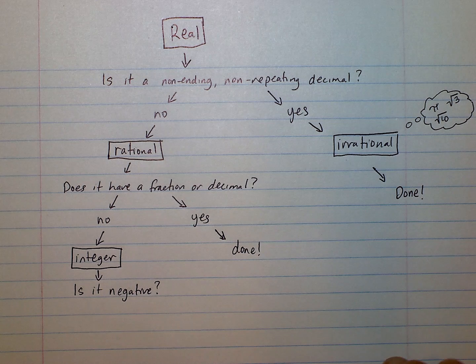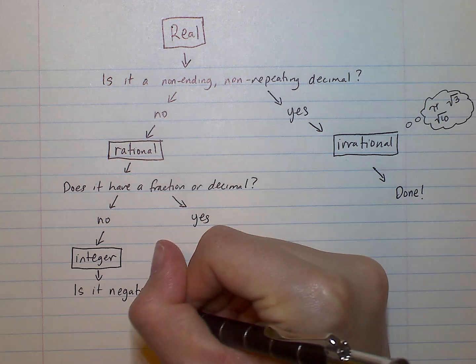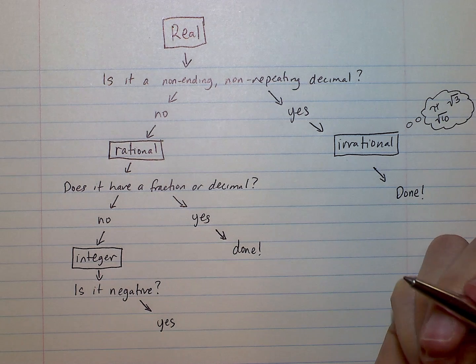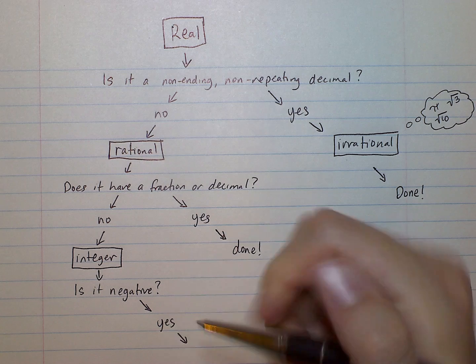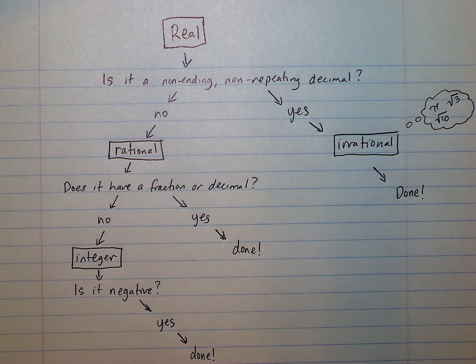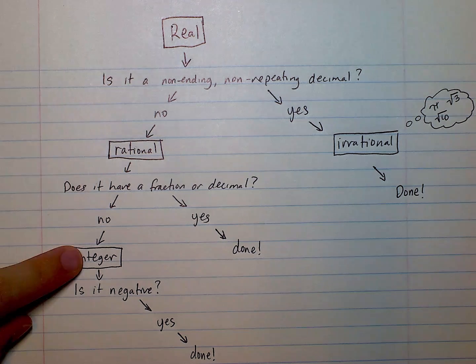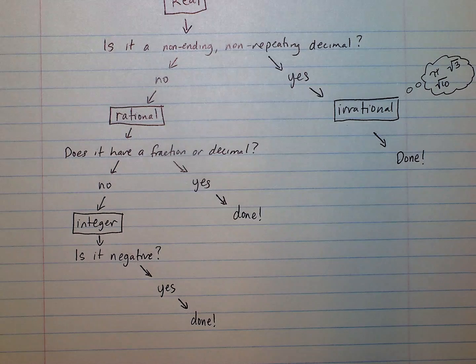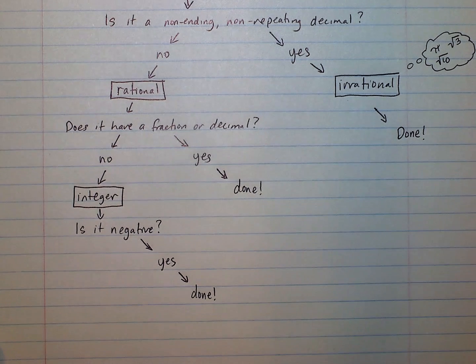You're asking yourself a lot of questions here. Now, if it's negative, and your answer to this question is yes, in that case, you're done. Like the number -7, we have no other words to describe it besides real, rational, and integer. So -7 is real, rational, integer, and nothing else. I'm going to scoot my page up a little bit.